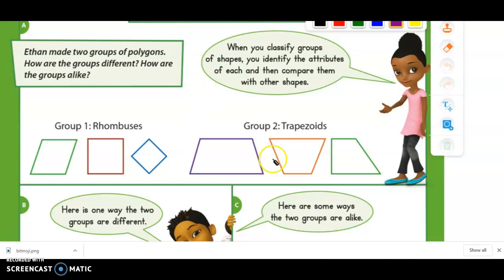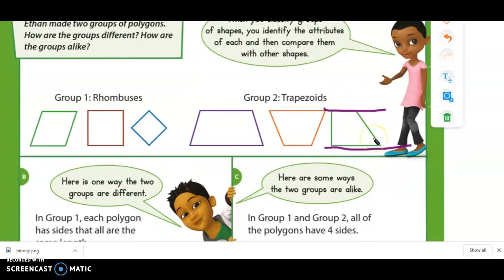And then group 2 over here, we have trapezoids. Remember, trapezoids can only have one set of those parallel sides, one set of sides that will never ever touch. This is a type of trapezoid you might not have seen before, but even though it looks a little different, it still only has that one set of parallel sides. It has 4 sides, so it still is considered a trapezoid.